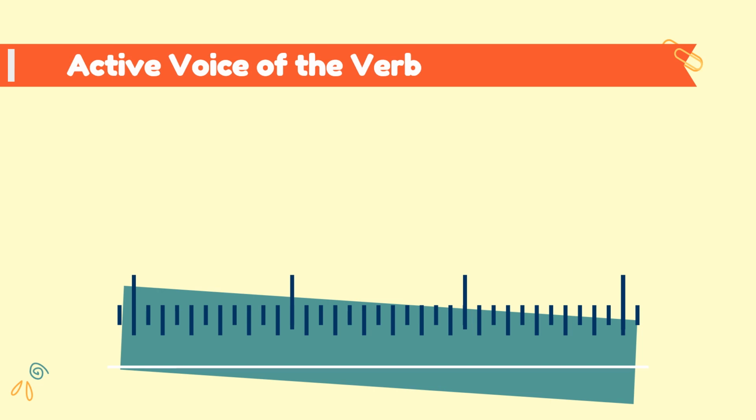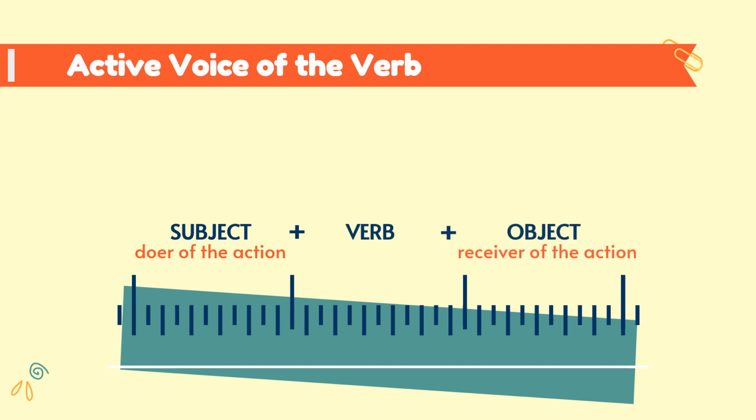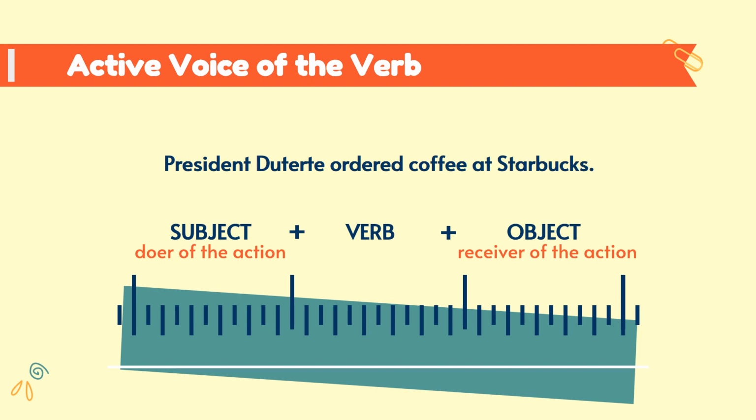Active voice of the verb. When we form the active voice of the verb, we use this formula. Subject, or the doer of the action, plus the verb, plus the object, or the receiver of the action. Let's have this as an example. President Duterte ordered coffee at Starbucks.